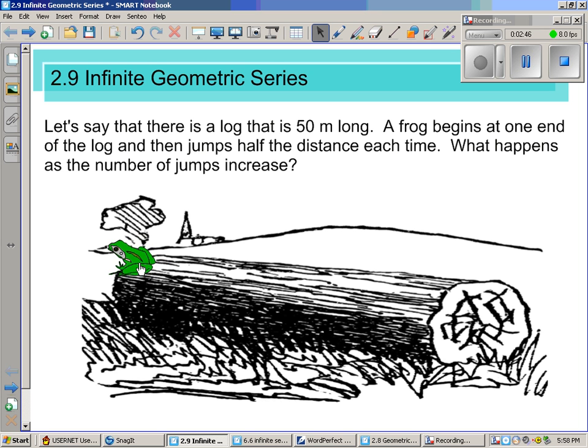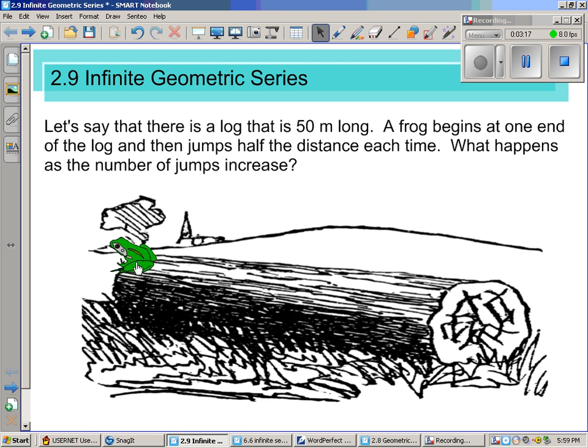So if I was to say, if it could jump indefinitely, could I add up the measure of all its jumps? Well, how far did it jump? It started at the beginning of the log, jumped half of the distance, half of the distance, half of the distance, and so on, forever and ever. It's almost like it's right at the end of the log. And that log's 50 meters long, so it's jumped 50 meters.